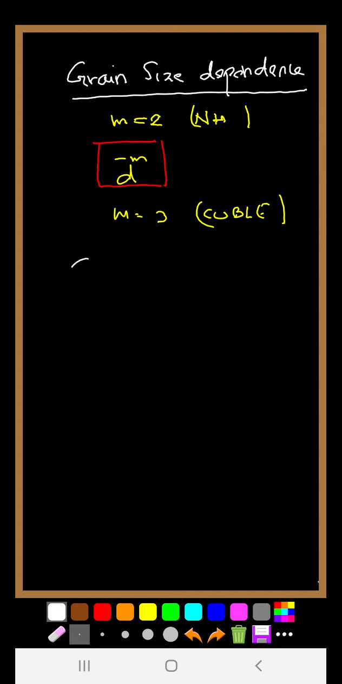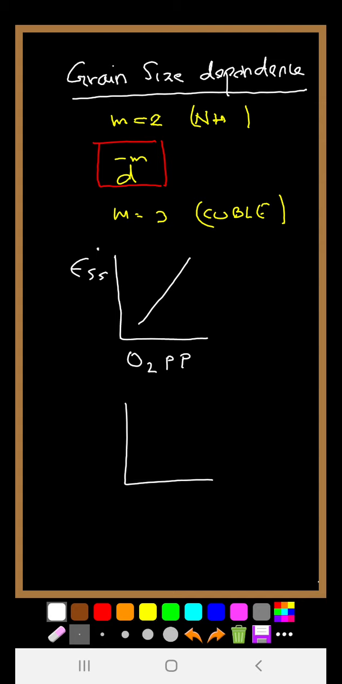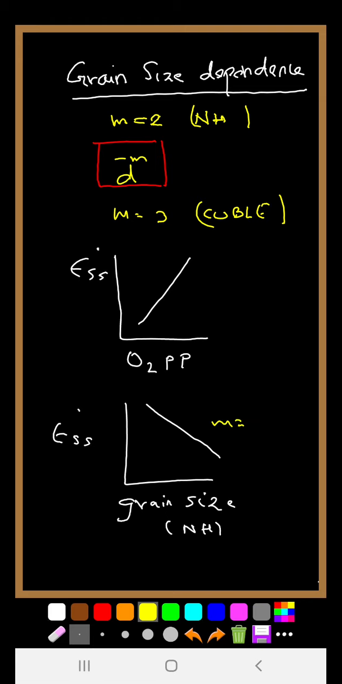Now if we plot the steady state creep rate with respect to O2 partial pressure in the previous case, then we get a plot like this, a linear plot. Whereas if we plot the steady state creep rate with respect to grain size, for example Nabarro-Herring, then we get this, which is of course for m is equal to 2.